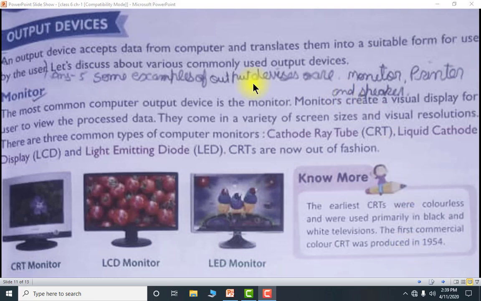Hello students, in this video we will talk about output devices. In our previous two videos we have talked about the input device, the CPU and the storage devices. Now this is the last topic of this chapter, output devices.